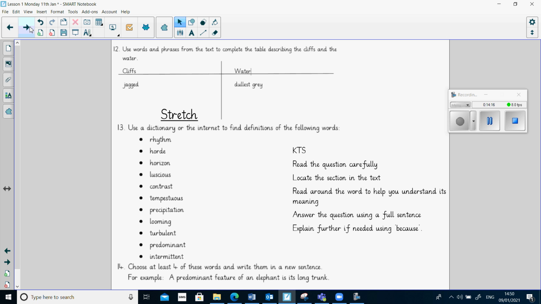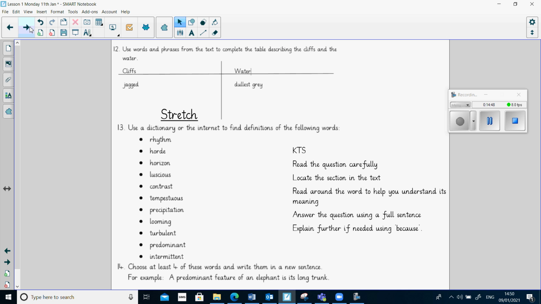Then stretch, so if you want a little bit more of a challenge, it says use a dictionary or the internet to find definitions, so to find the meanings of the following words: rhythm, chord, horizon, luscious, contrast, tempestuous, precipitation, looming, turbulent, predominant, intermittent. And then 14 says choose at least four of these words and write them in a new sentence. For example, a predominant feature of an elephant is its long trunk.